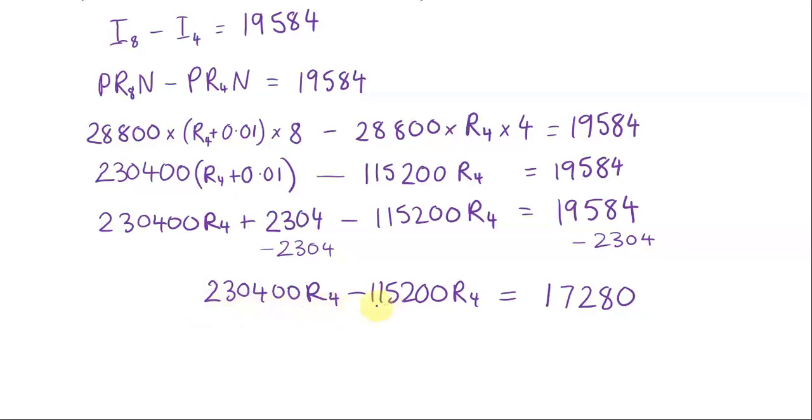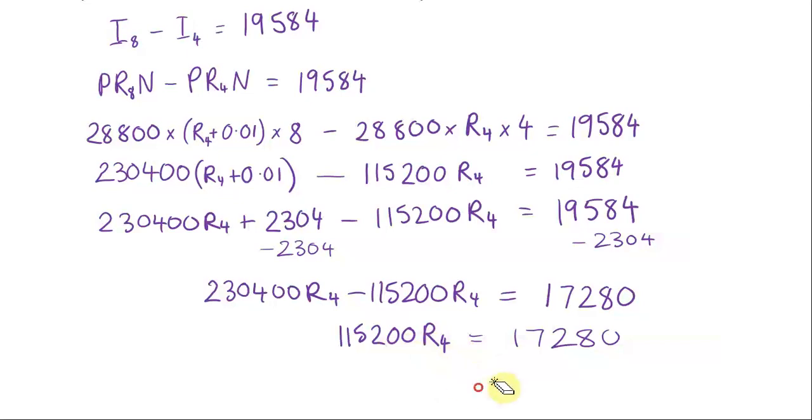230,400 R4 minus 115,200 R4. So if we calculate that, that gives us 115,200 R4, which makes sense because here we multiplied by 8 and here we multiplied by 4. So this is half the size of this one, is equal to 17,280. So to find out what our interest rate of 4 years is, we need to divide both sides.